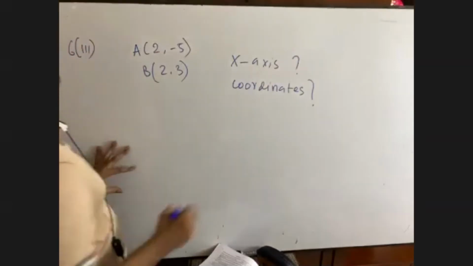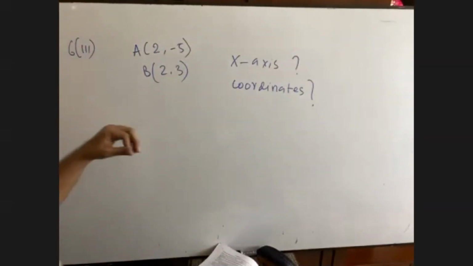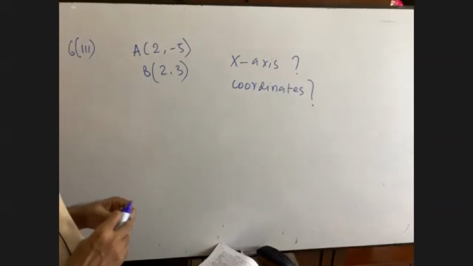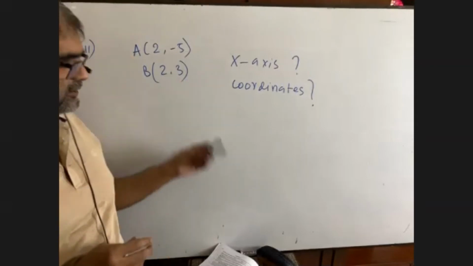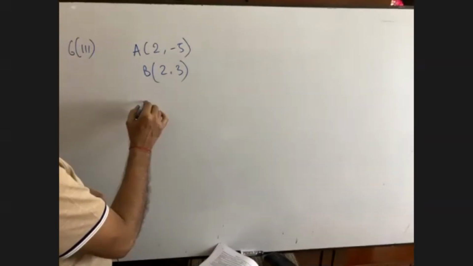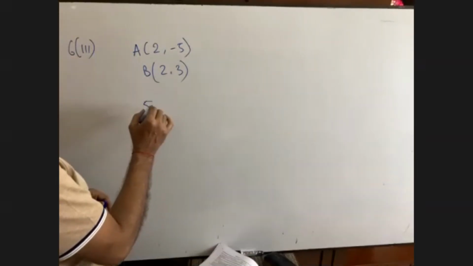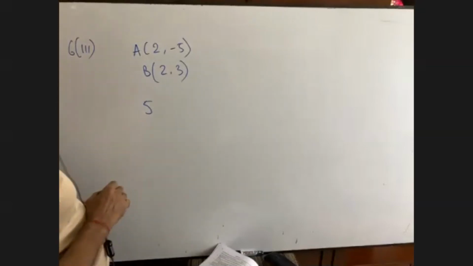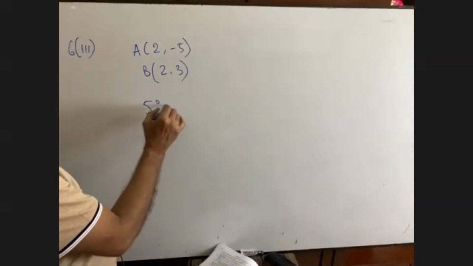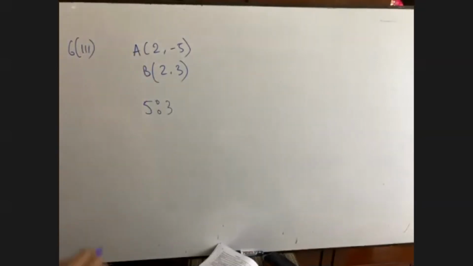Okay, do it. The line AB is divided by the x-axis. Now you are required to determine the coordinates and also the ratio. Find out. The answer is it divides 3:5. You are wrong for this. The answer is 5:3. It is the answer.